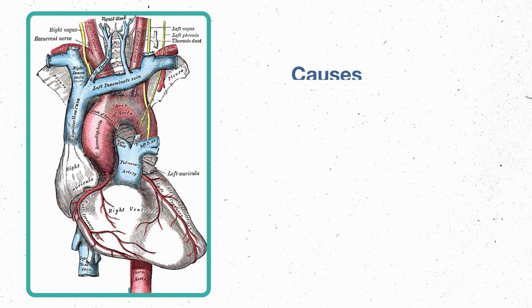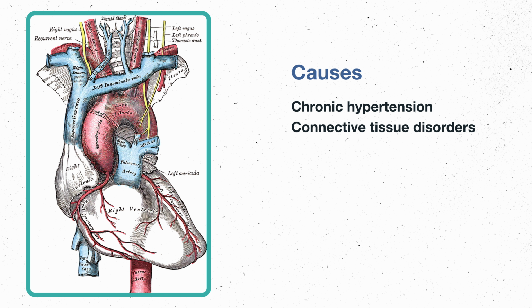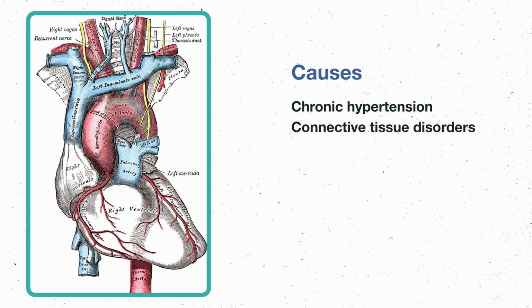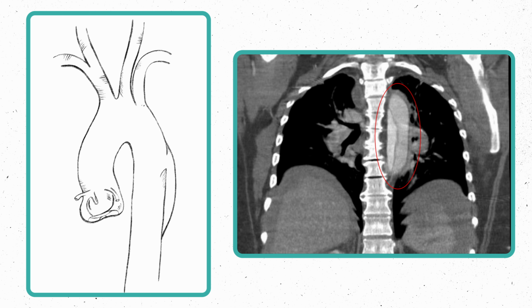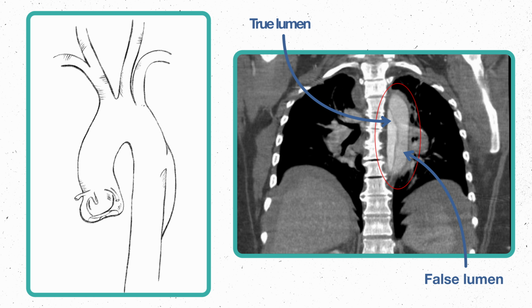There are 2 main causes of aortic dissection: chronic hypertension and chronic connective tissue disorders, like Marfan syndrome. A dissection occurs when blood ruptures the innermost layer of the aortic wall, the intima. The high pressure of the aorta then pushes blood into the media, with the remaining intact intima separating the true lumen from the new false lumen.